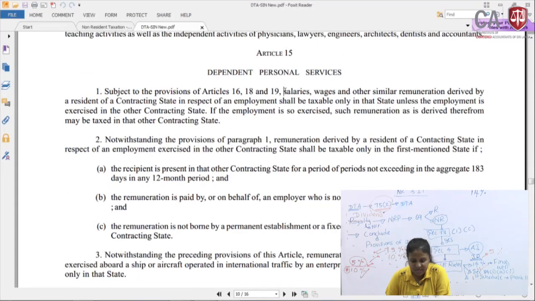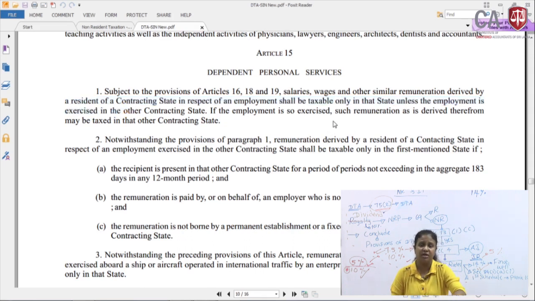Salaries, wages, very clearly given. In the independent personal, it has given professional income. Here talking about salaries, wages and other similar remuneration derived by a resident of the contracting state under employment. Again talking about the individual taxation. Shall be taxable only in that state.